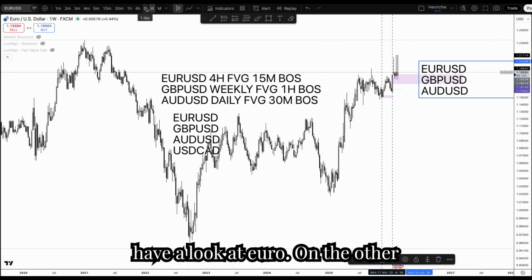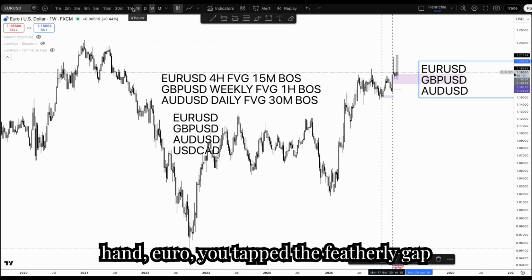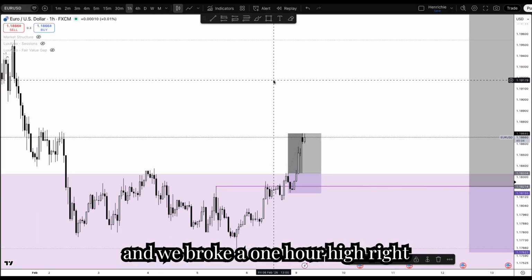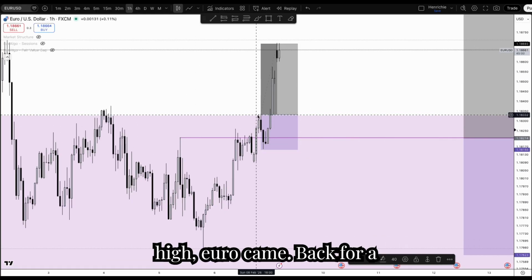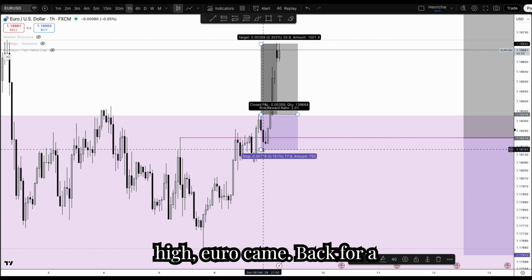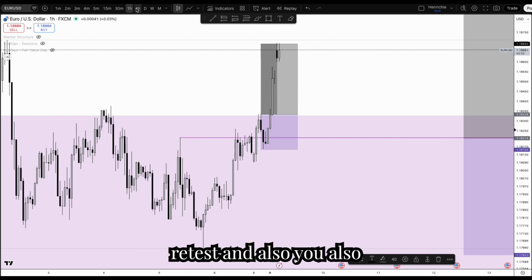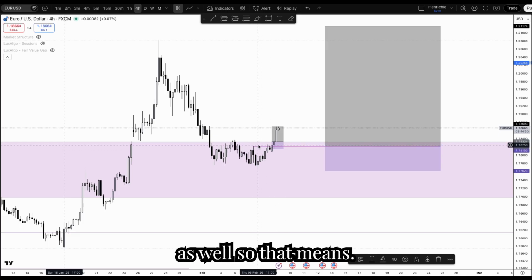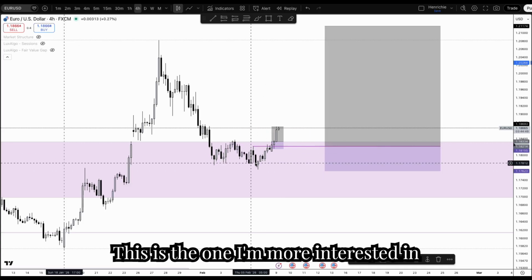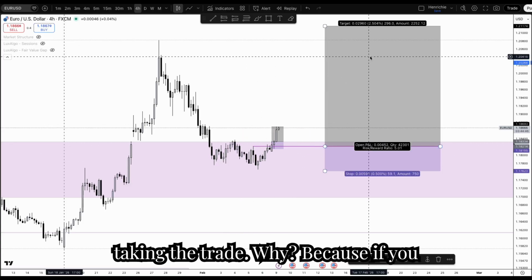Now, let's have a look at Euro on the other hand. Euro, we tapped the fair value gap and we broke a 1 hour high right here. And after breaking that 1 hour high, Euro came back for a retest. And also, Euro also broke a 4 hour high as well. So that means this is the one I'm more interested in taking a trade.